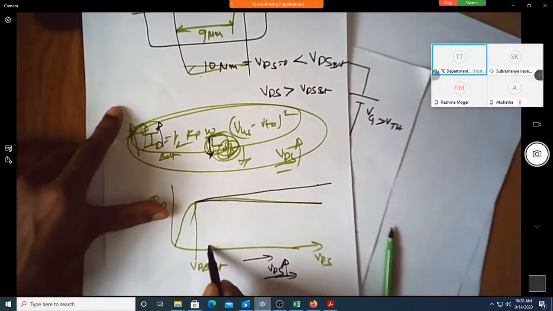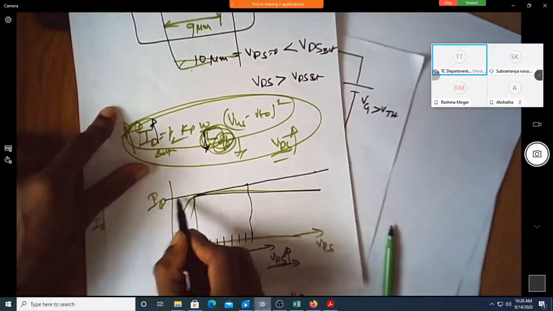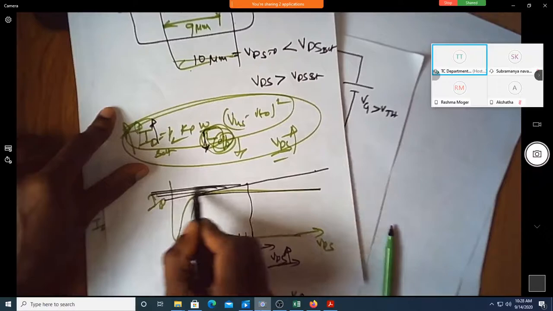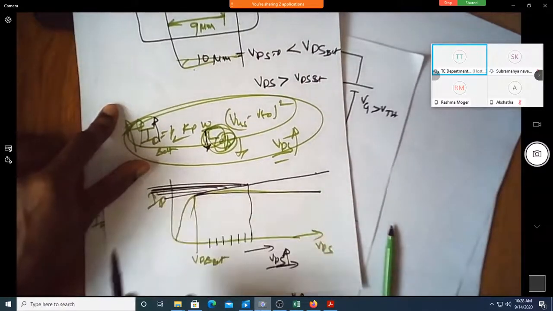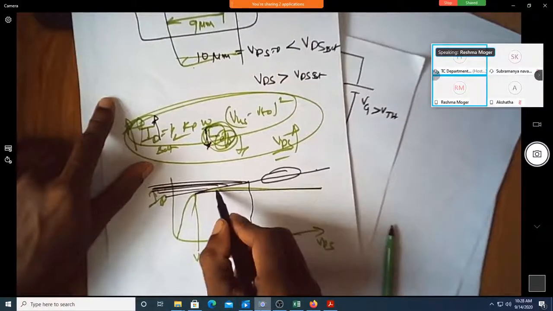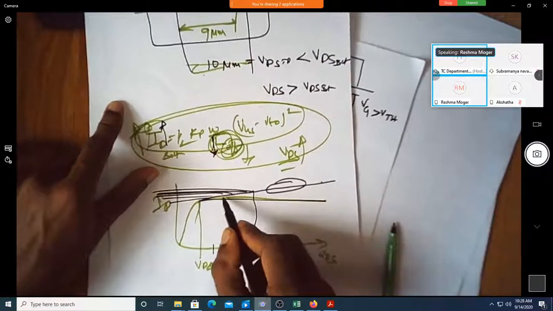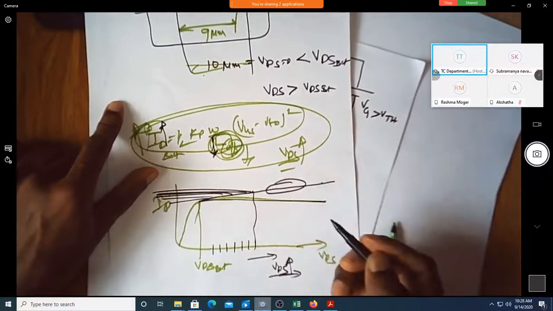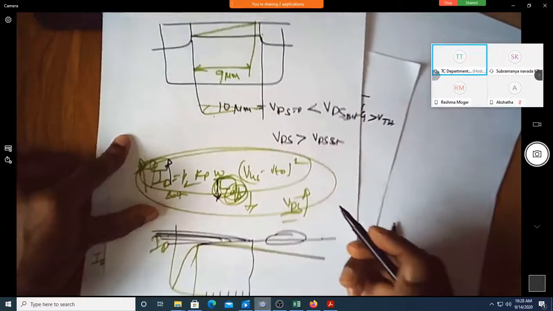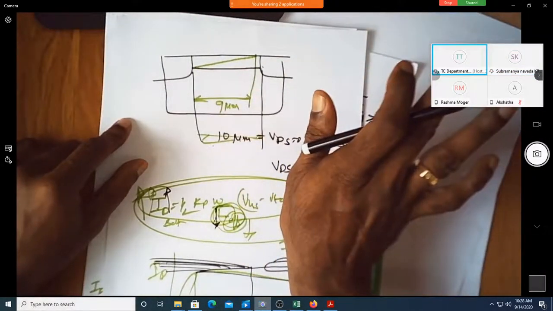Can you see, as I increase the value of VDS beyond VDS sat, the current is slightly increasing to a larger value? Can you see this increment? Now, this is due to what? Why is the current increasing? Change in length, or decrease in length. Change in length of the channel. Correct?